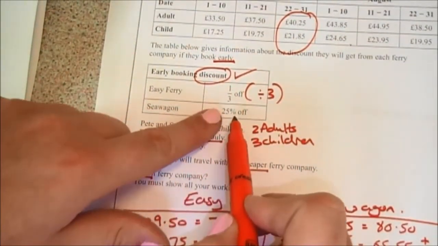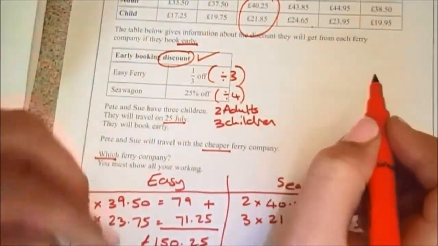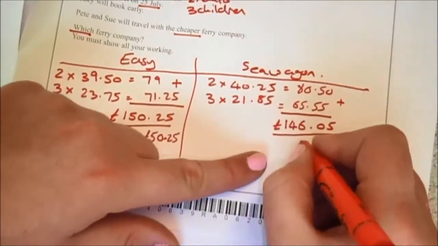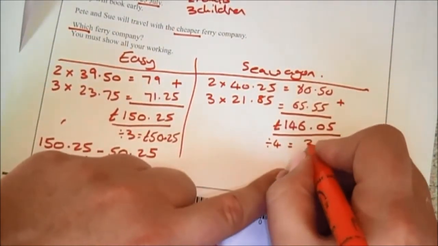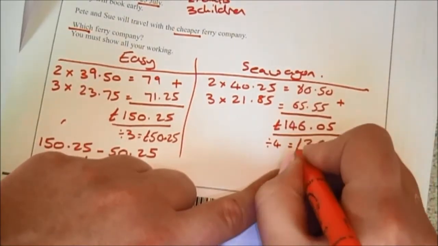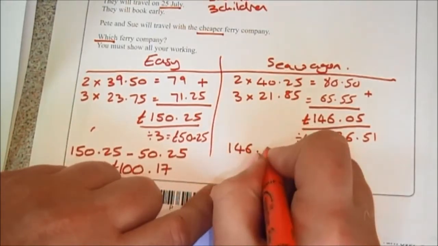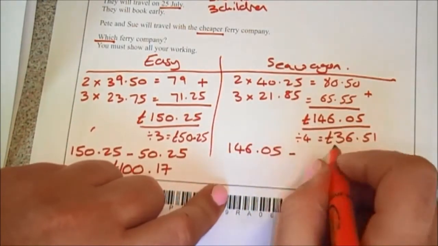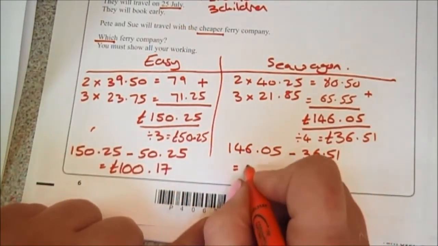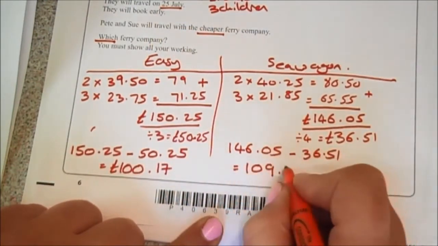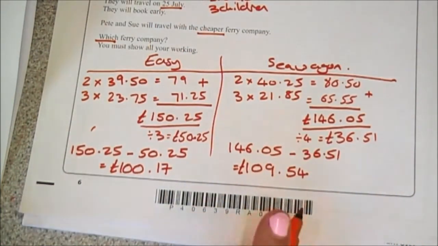Now let's look at the discount. Sea Wagon gets 25% off. So 25% is 1/4, so you divide by 4. So I'm going to do that. Divided by 4 gives me a discount of £36.51. So let's find the cost after discount by doing £146.05 take away that £36.51. That leaves me with a total to pay of £109.54.